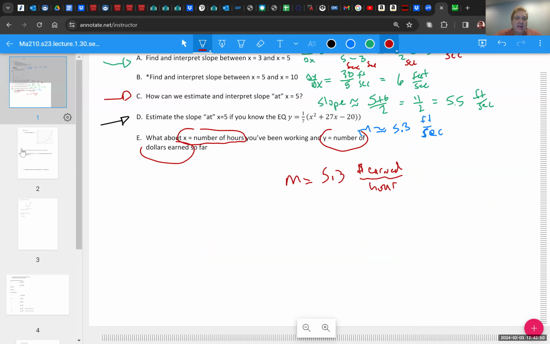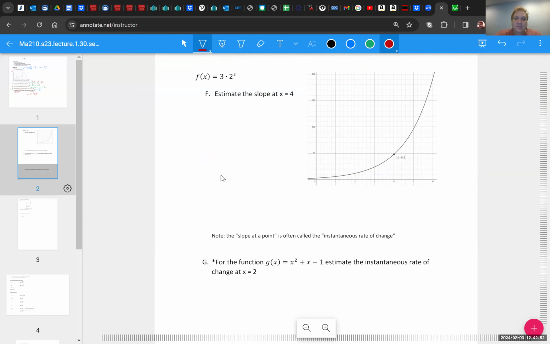All right, let's look at another problem. I have a new function, f(x) equals 3 times 2 to the x, and we're trying to estimate the slope at x equals 4. Just a friendly reminder to pause the video and try these problems if you feel comfortable doing so. If you just want to watch, that's okay too, but I'll keep reminding folks that it is a good strategy if you're willing to do it.